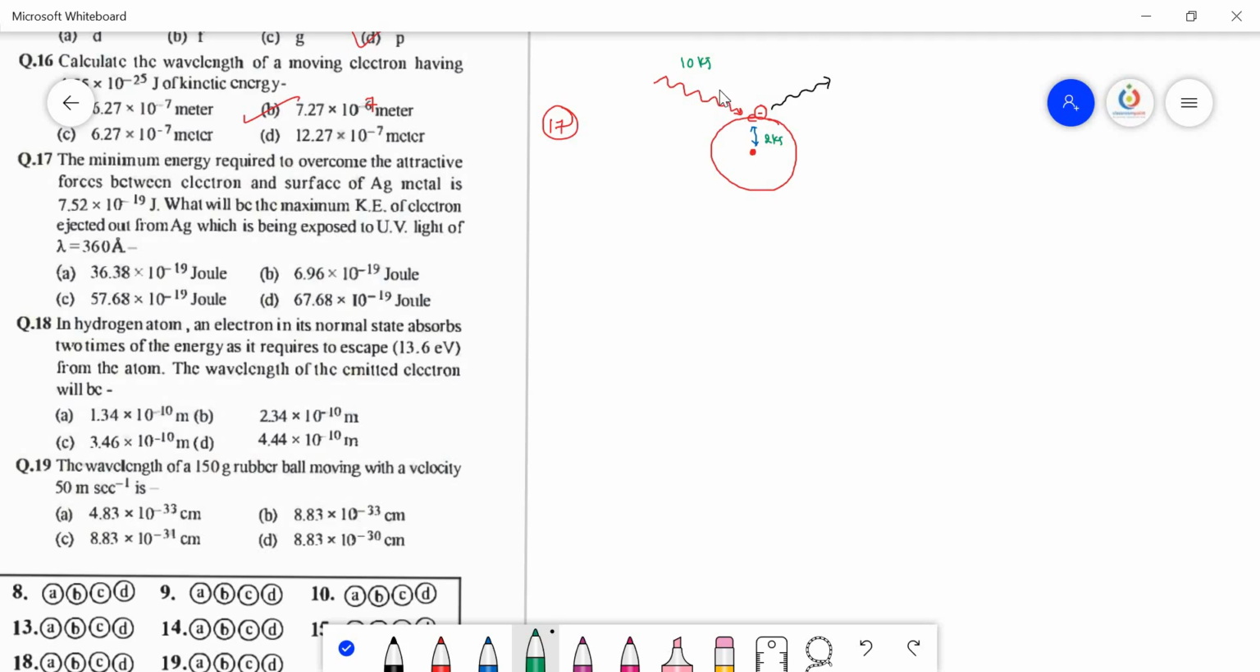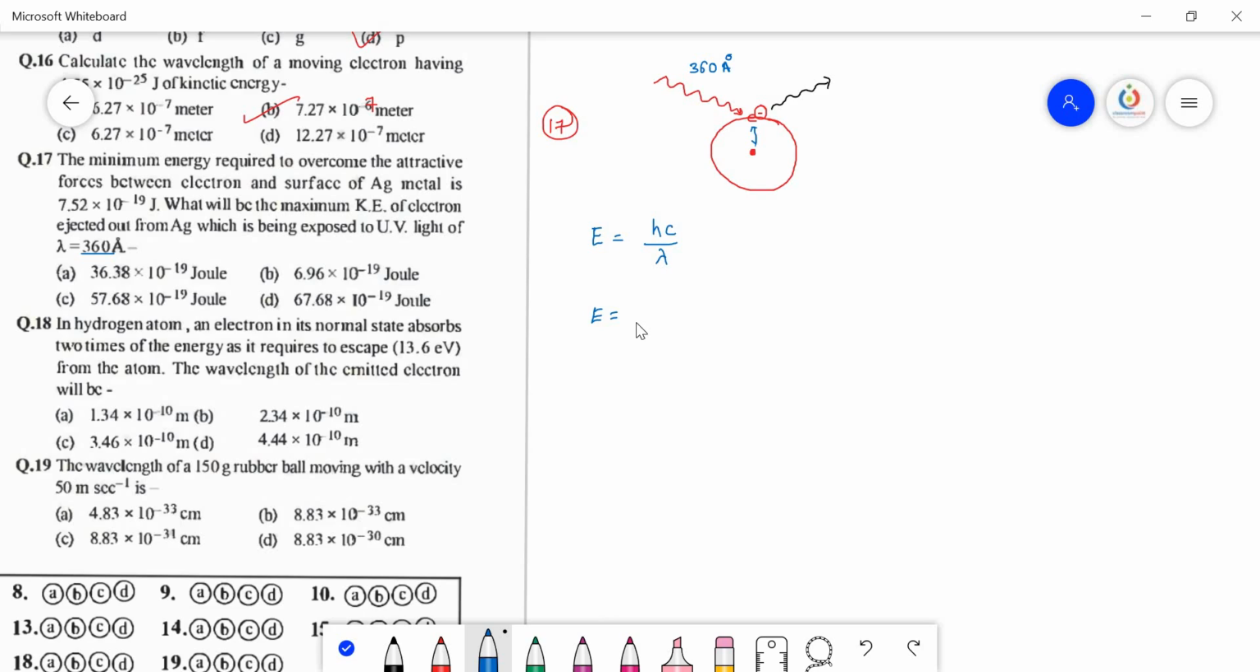So remaining energy, whatever the difference is there, that will be the kinetic energy of the electron. So this is the procedure. So in this particular question, they did not give the energy directly, but the wavelength of the electron is given, that is 360 angstroms. So let's try to find out the energy of the light that falls on the electron. So let's write down the energy value equals hc by lambda and substitute these values.